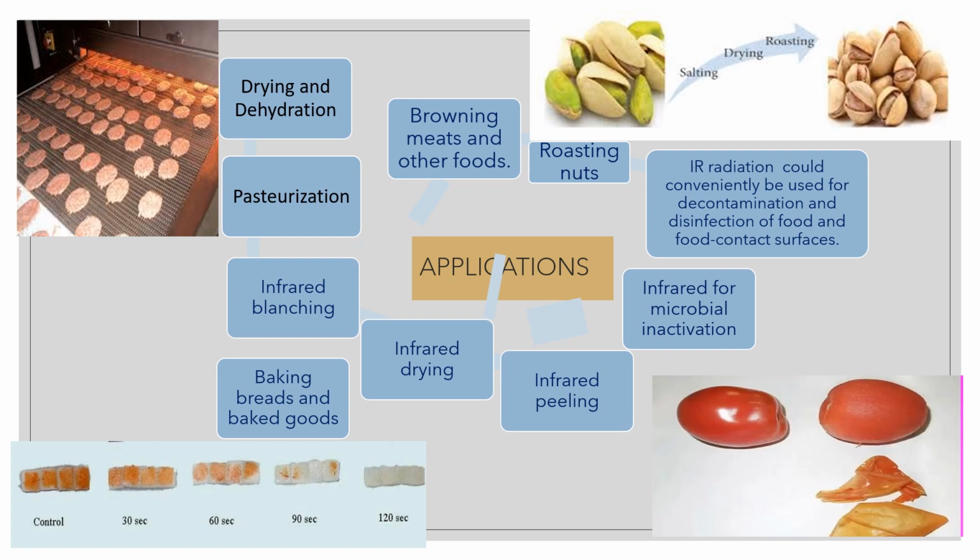Now coming to the applications of infrared heating. There are many applications. Some of them are written here, such as browning of meats and other foods, and roasting nuts, which I've shown on the right in the picture at the extreme top right corner. These are also used in decontamination and disinfection of food and food contact surfaces. These are also used for microbial inactivation. Infrared peeling of tomatoes is shown in the bottom right corner.